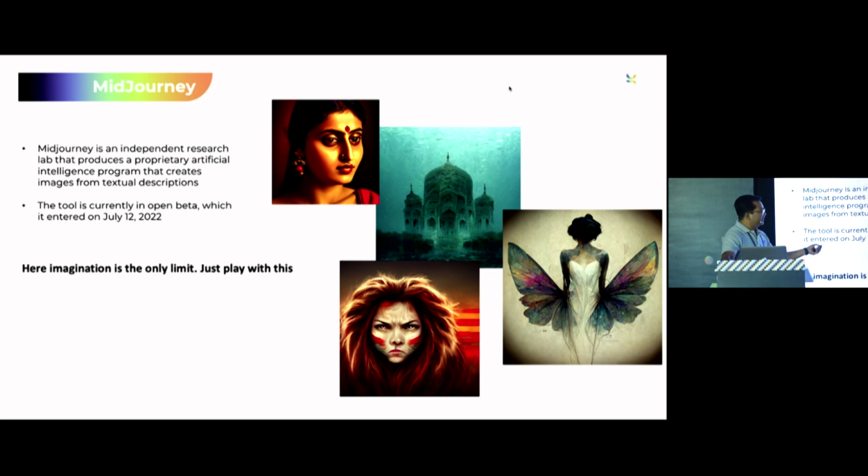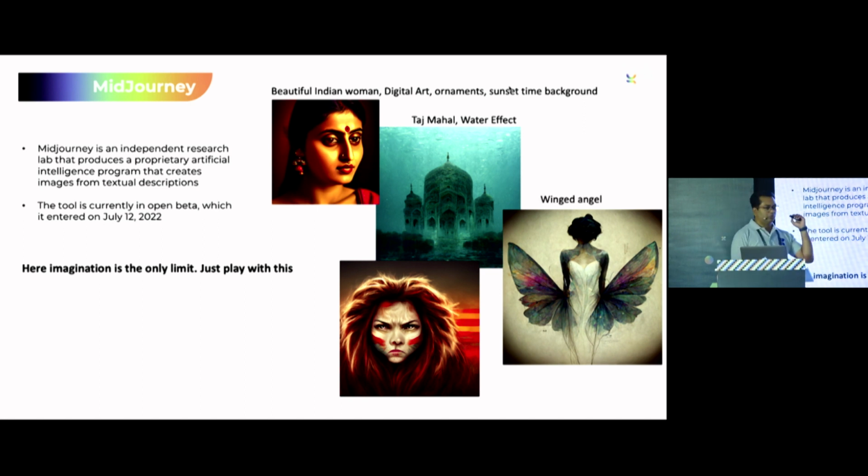So here are some images that I have created. I would like to show you the comments. Beautiful Indian woman, digital art, ornaments, sunset time background. Output is the first one. The second one is Taj Mahal, water effect, winged angel, lion girl, angry face, sharp eye. Obviously, it is not the first version output. I had to choose one of them and get the next versions. It took me 5 to 6 rounds, actually. So this is the Midjourney power.